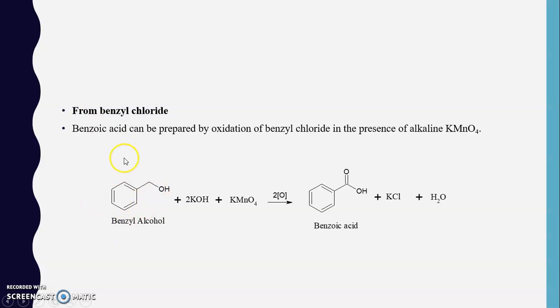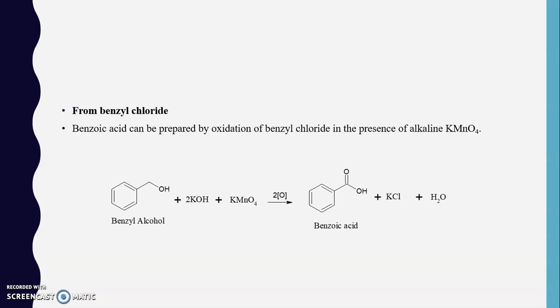So benzyl chloride on alkaline oxidation with the potassium permanganate will be converted into the benzoic acid. Means this method is also quite similar to the preparation from the benzyl alcohol. Now in the previous method we have not used alkaline potassium permanganate. In that case also we can use it, but here we have to use the alkaline potassium permanganate so that the benzyl chloride can be easily converted into the benzoic acid. So these are the various methods that are used for the preparation of the aromatic acids.